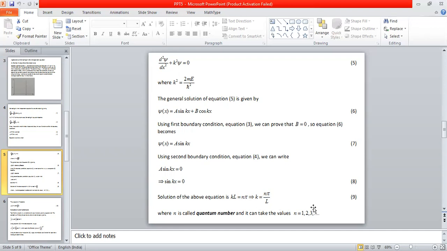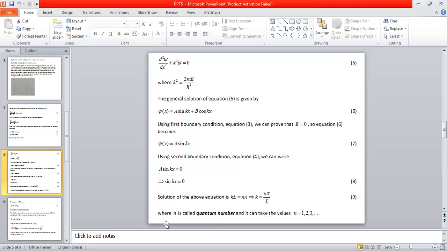So this is equation 9, where n is an integer and it can take only a discrete set of values 1, 2, 3, 4, 5, and n is what we call the quantum number of the particle. Here, n is given the name quantum number, and it can take a discrete set of values 1, 2, 3, 4, 5, and so on.